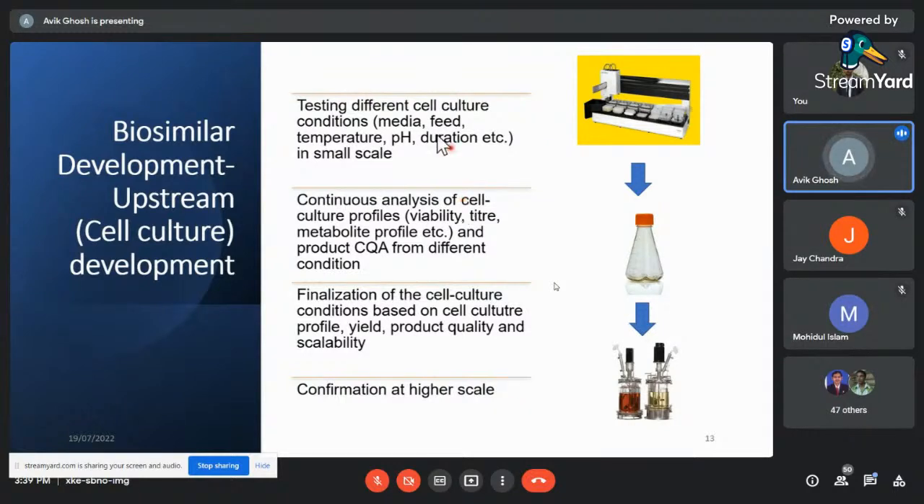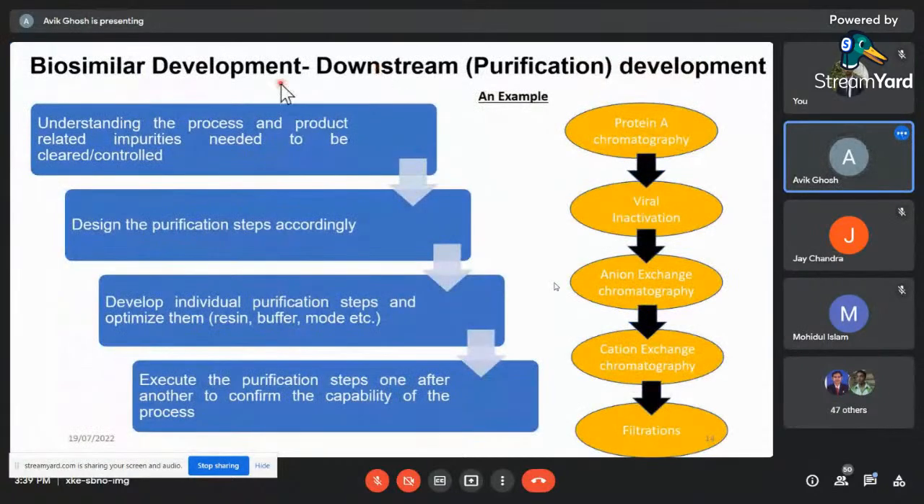So once the cell culture conditions are finalized, the next step is the downstream processing, that's the purification. Okay, so here the first part is to understand what the impurities are that need to be purified, right? That's where the understanding of the process and the product related impurities that need to be cleared or controlled comes in. There might be some impurities that you cannot make 0%, say aggregate, as I was talking about. You cannot make 0% aggregate in the product. It might be 0.2%, 0.3%, 0.5%, but it needs to be controlled.